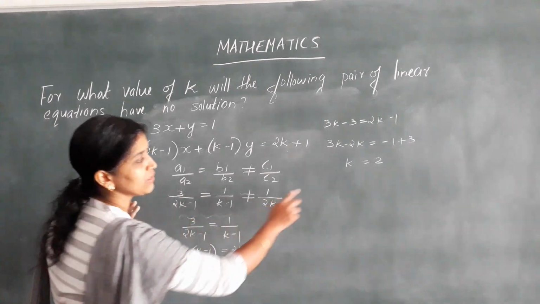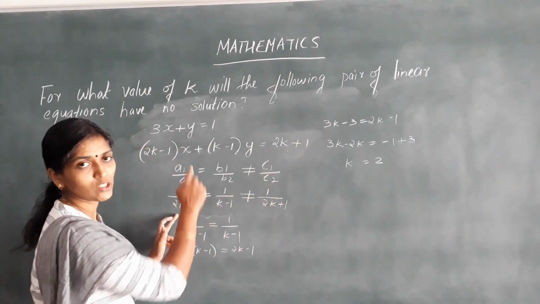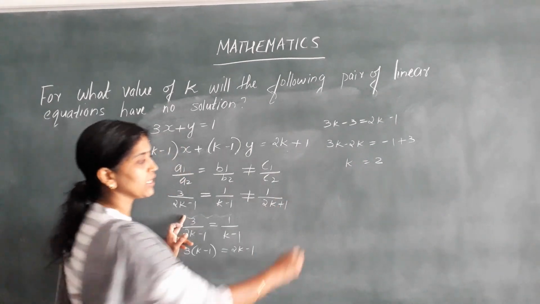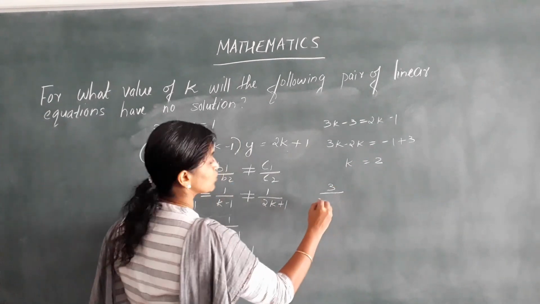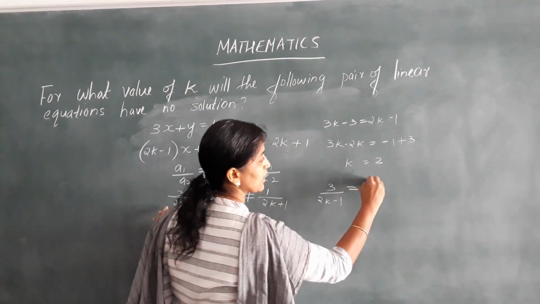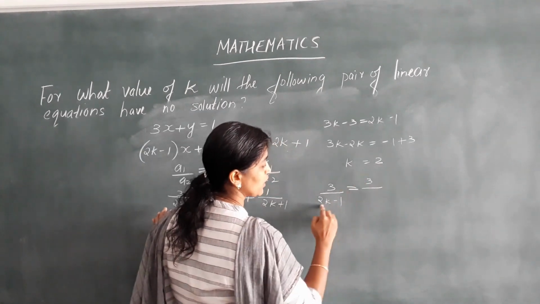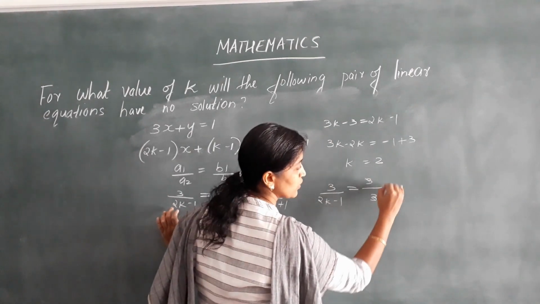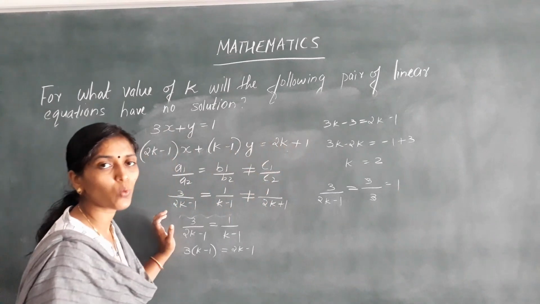That is, simply we will give the value of k here and see what is a1 by a2, b1 by b2. That is, k is equal to 2 there, isn't it? So when you give here 3 by 2k minus 1, that is our a1 by a2. That's equal to 3 by 2k, means 2 into 2, 4. 4 minus 1, it is 3 again. So you will get 1. 3 by 3 is 1.